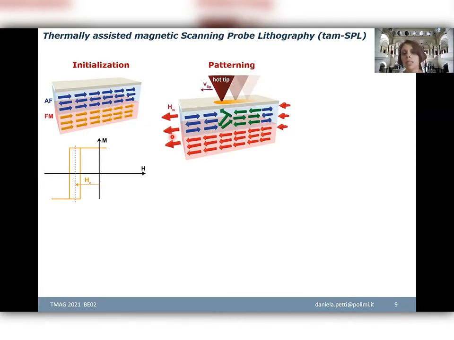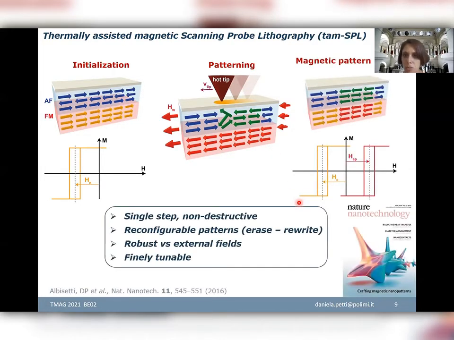In this way, a new direction of the exchange bias is set, and here you can see the green line, the green spins of the antiferromagnet. Now, if we remove the field, what happens is that if the exchange bias is strong enough, regions or domains with different magnetization at remanence are created, here in red in the sketch. And so a new exchange bias has been set, and in this case, the corresponding hysteresis loop is shifted to the right. So this technique is single step, non-destructive.